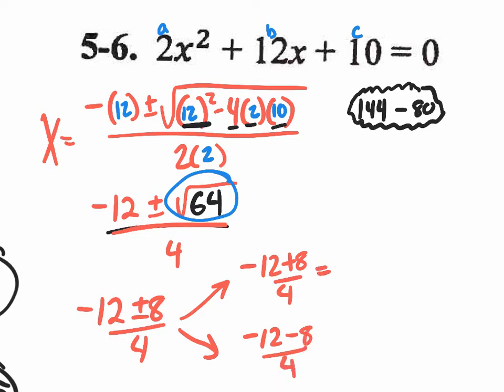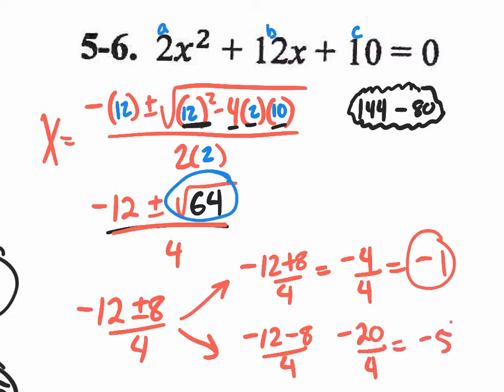Now negative 12 plus 8, that is negative 4. And if it's over 4, that's going to be a negative 1 as our final answer. Negative 12 minus 8, that's negative 20 over 4. And that gives us negative 5 as our final answer. Let's move on to the next one.